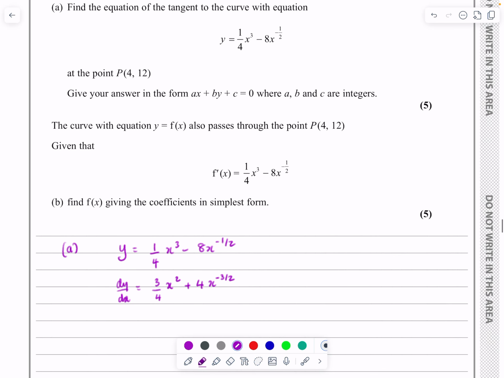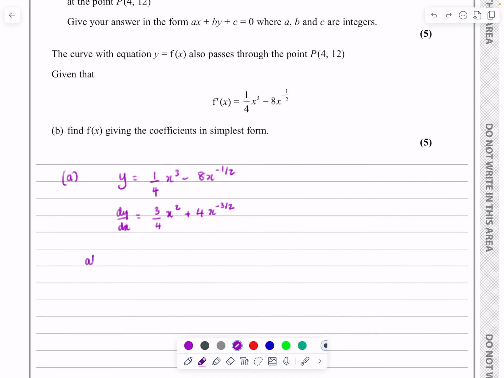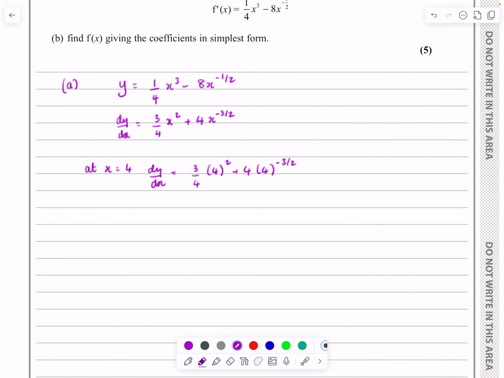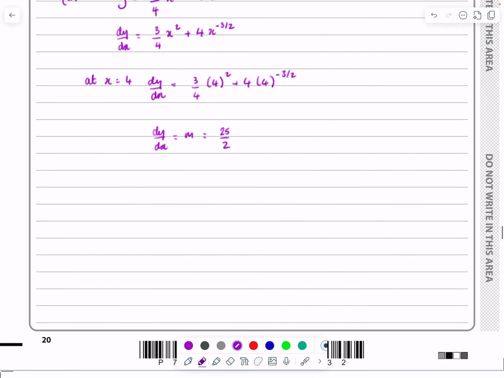And then we know it's at the point (4, 12), or more importantly, we know that x is equal to 4. So if I want to work out my gradient, x is equal to 4. dy by dx is going to be, so just substitute 4 in there then. So 3/4 of 4 squared, plus 4 lots of 4 to the minus 3/2, and then you can do all of that on the calculator. Works out that dy by dx, which is going to be m, is equal to 25/2.